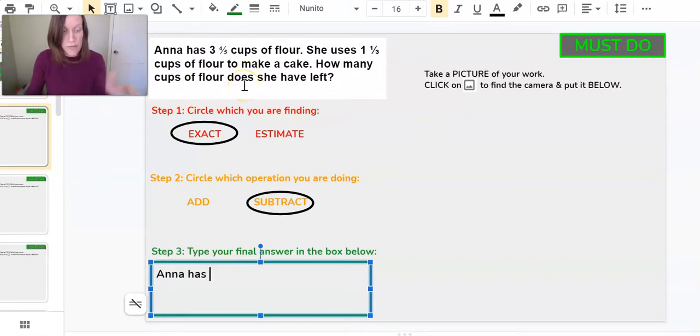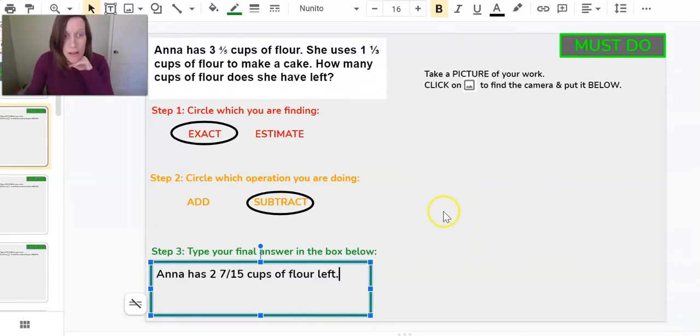2 and 7/15. Anna has 2, and then I put a space after my whole number, and then my numerator, slash for my fraction, my denominator, 2 and 7/15. I make sure I put cups, because that's the unit that it says right here, cups of flour, because that's what the problem says, left. And then I put a period at the end, and that's it. I'm done with this problem.